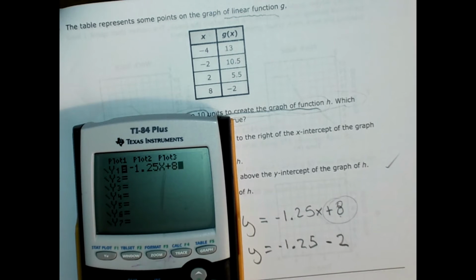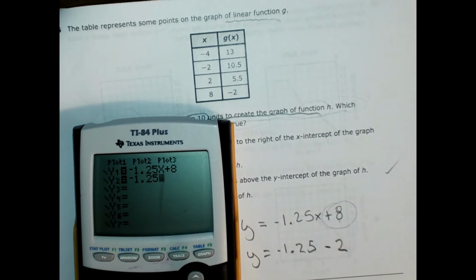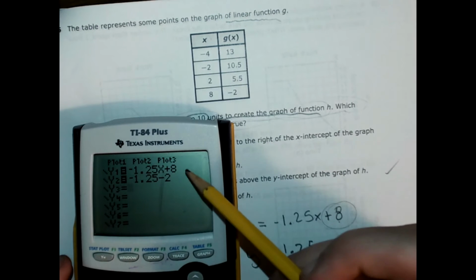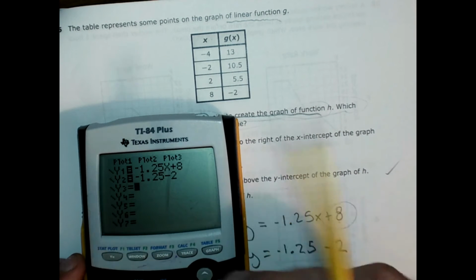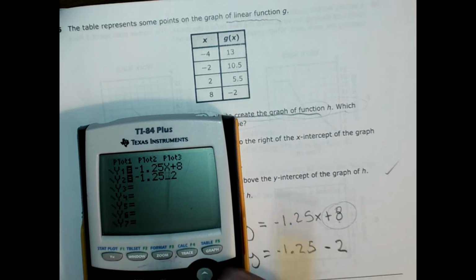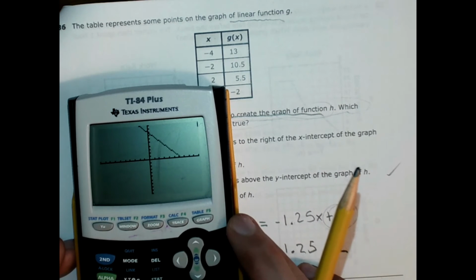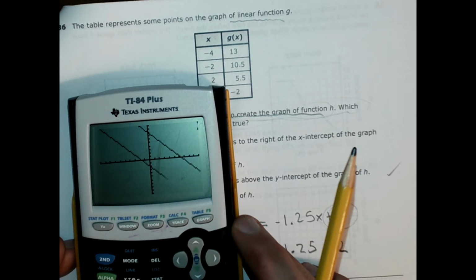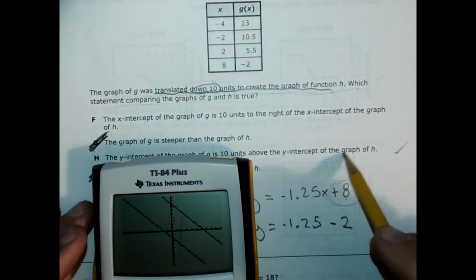-1.25x plus 8 and -1.25x minus 2. Because our y-intercepts are so close to 0 and our slope is so close to 1, the graph is going to be helpful. There's the first one, there's the second one. Now, I think h is the correct answer.